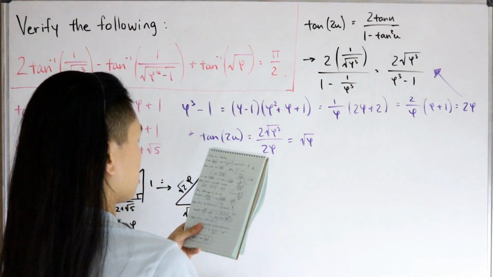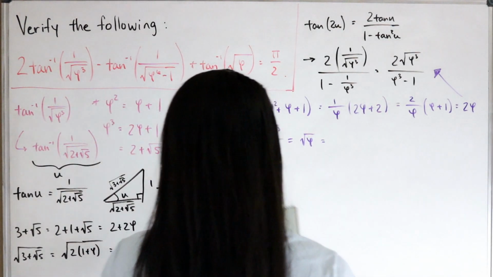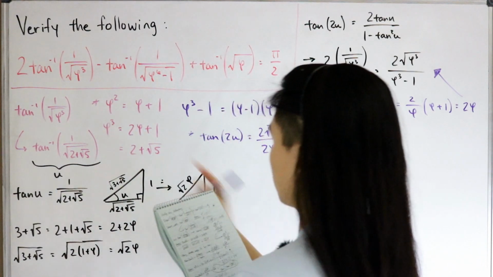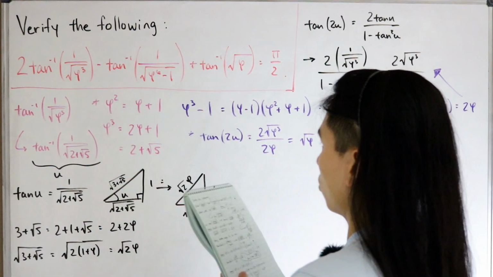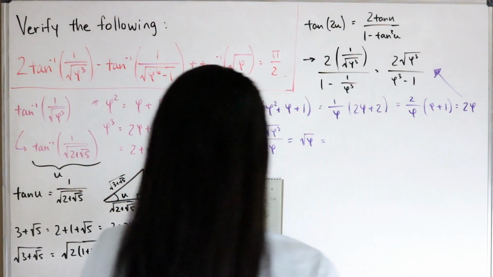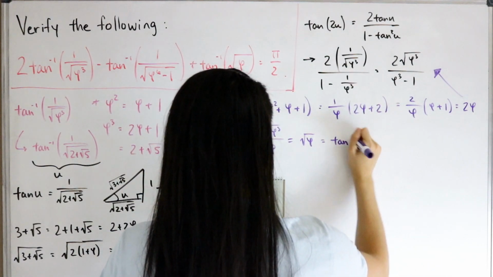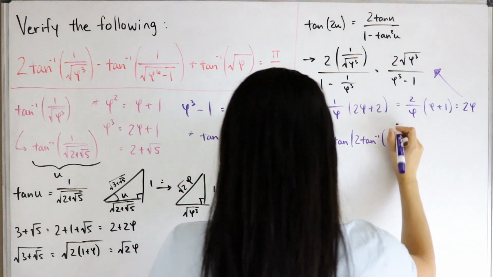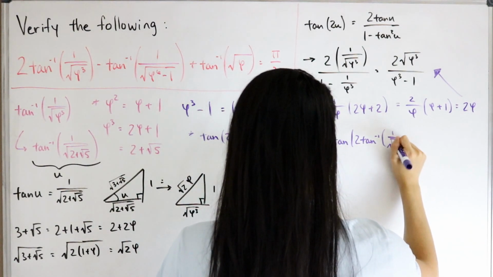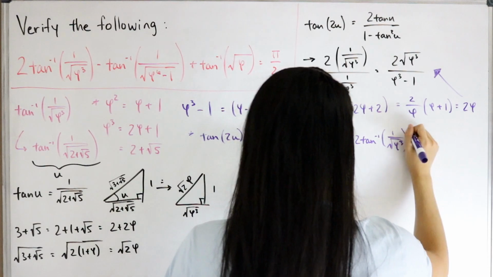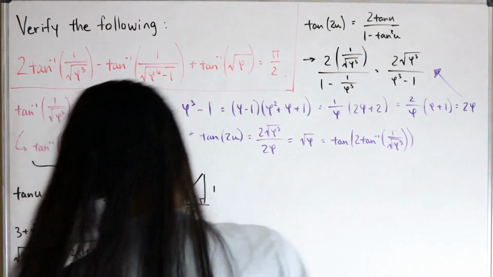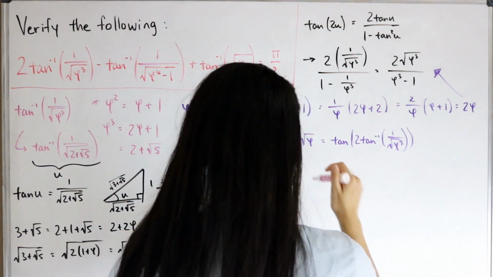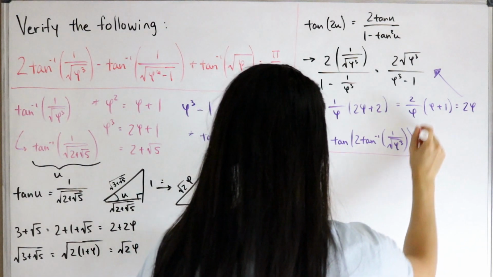And then that just leads us back to, if we take the tangent of both sides, what we originally started from earlier. Then we have that this is the same thing as tangent of 2 times the inverse tangent of 1 divided by the square root of phi cubed. And so, let me just box this for now. We're not done exactly, but that verifies one of the things.